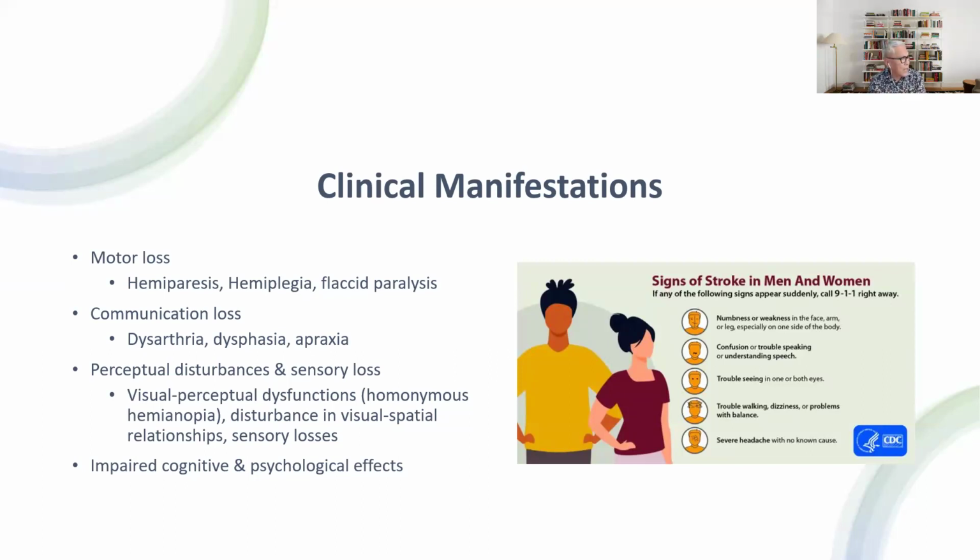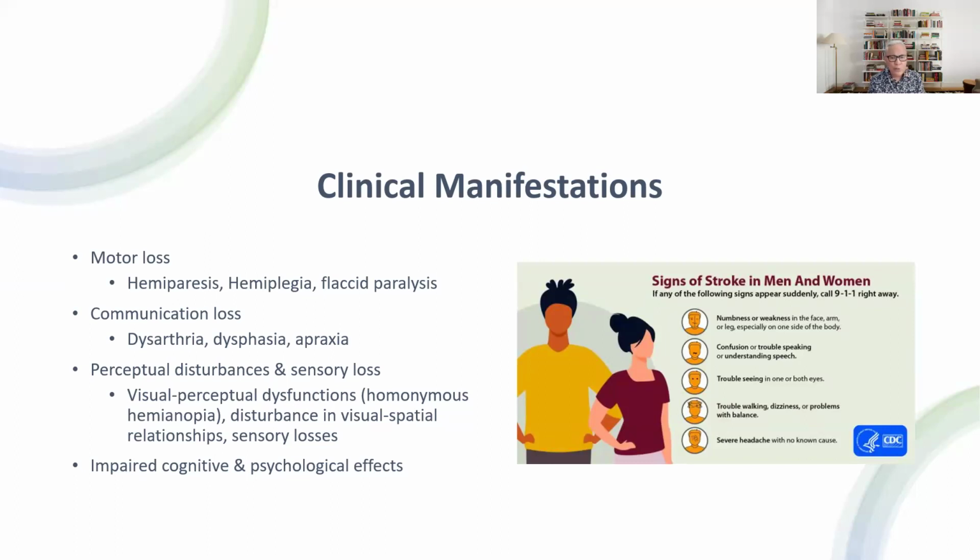In addition to that, there could be communication loss. We all know that one of the presenting signs of a stroke is dysarthria, which is a difficulty in speaking. Or it could also be dysphagia, which is impairment of speech. One thing that I need to emphasize is that whenever you have a patient with dysphagia, which is difficulty of speech, you might also have aphasia, which is loss of speech.